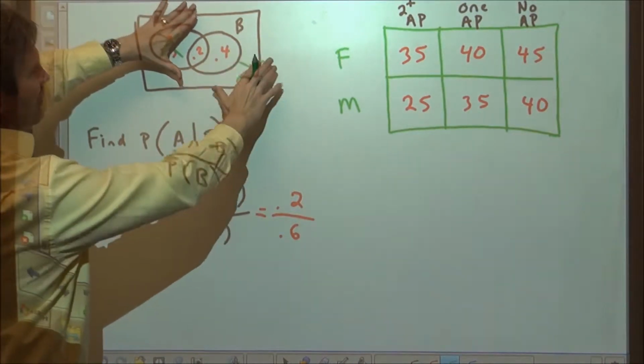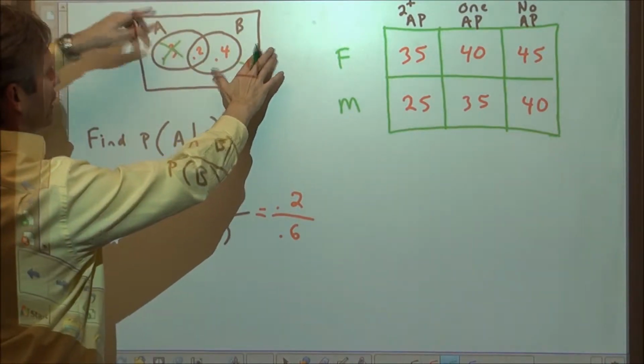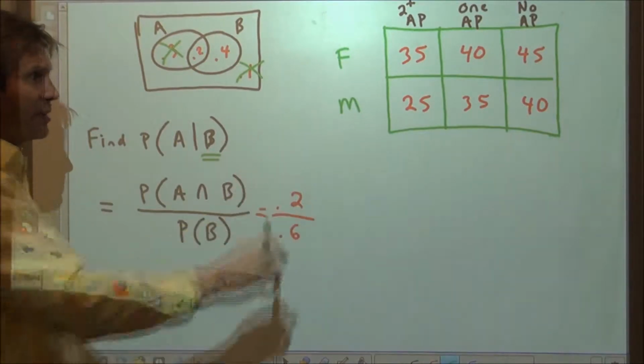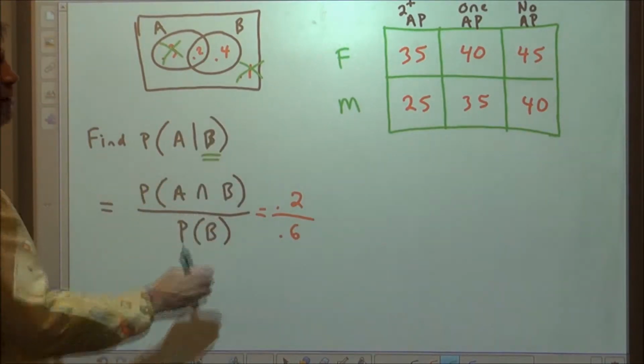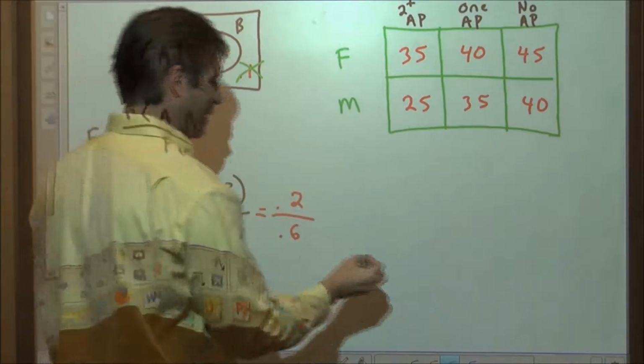And out of the 0.6 that's in event B, only 0.2 of it is also in A. So again, we get the same probability. This is a helpful approach when it comes to something like this.